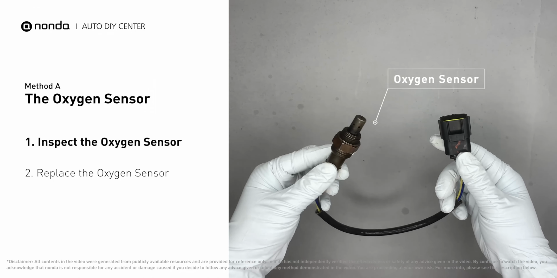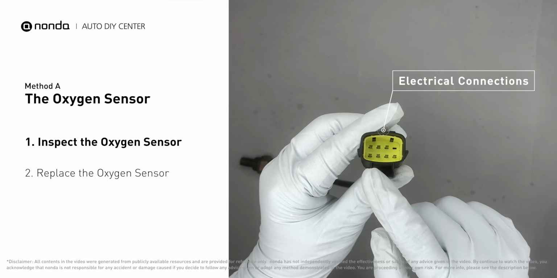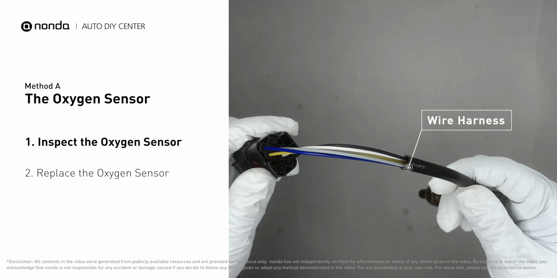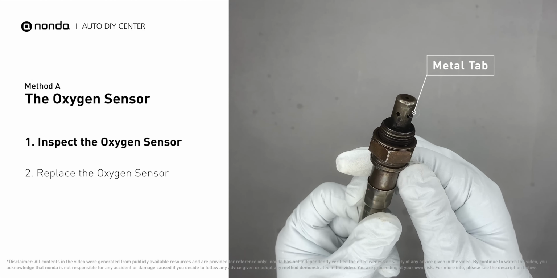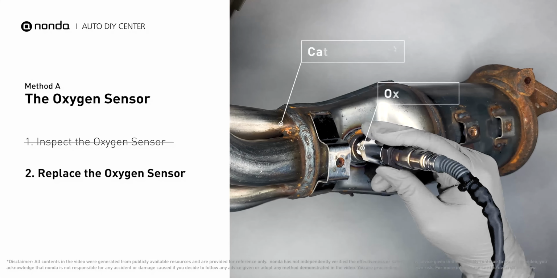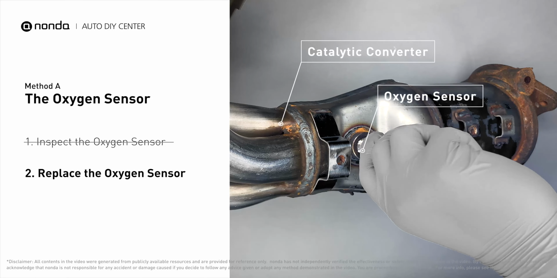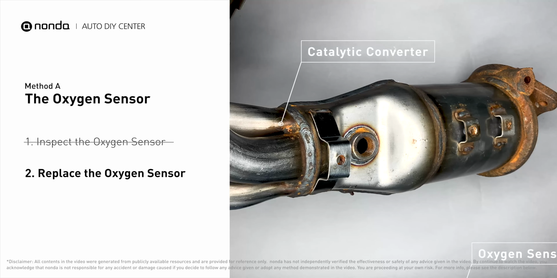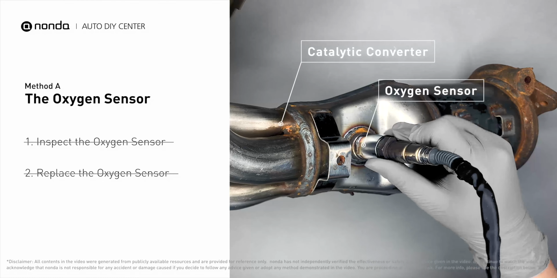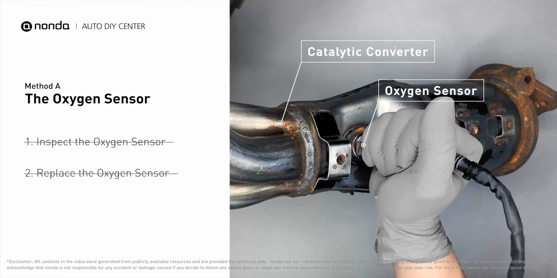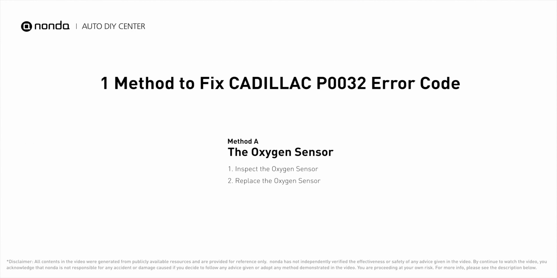Visually check the oxygen sensor's electrical connections, wire harness, and metal tabs for any damages. If damages are found, then replace the oxygen sensor. If there is no damage found on the oxygen sensor, you would need to take your car to consult professional mechanics. So here is one of the most practical solutions to fix Cadillac's P0032 error code.